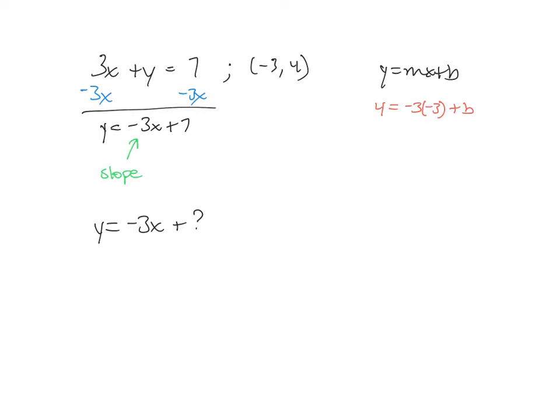Okay, so negative 3 times negative 3 is 9. Subtract 9, and I get negative 5. So -5 needs to go over there. So we just write -5.